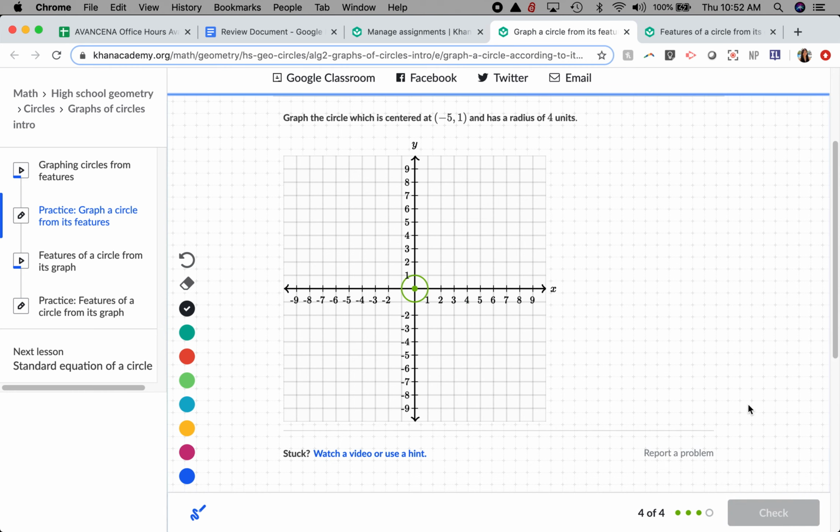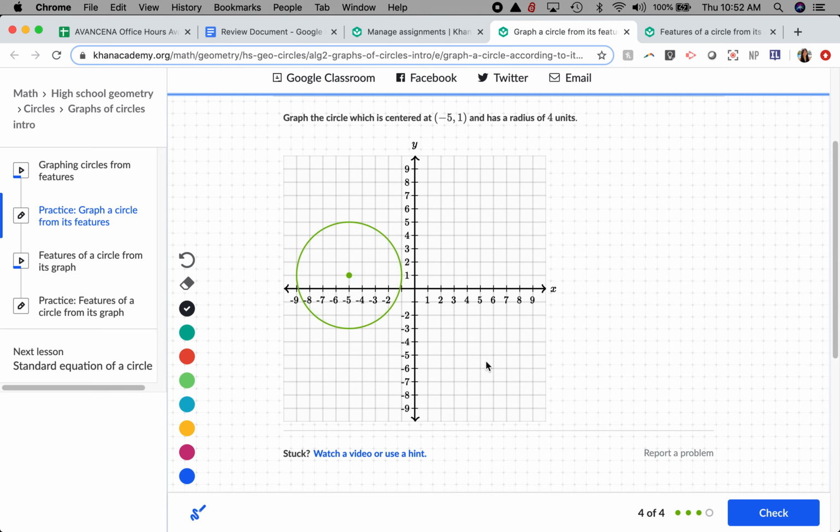Now the last question for this exercise states, graph the circle which is centered at -5, 1 and has a radius of 4 units. So the center of my circle again is going to be moving on the x-axis 5 units to the left and on the y-axis 1 unit up. So that will be 5 to the left and 1 up right there. Now we have to make sure that the radius is 4 units. So from -5 to -4, right now this circle has a radius of 1 unit. So I'm going to extend it. That's 2 units. This is 3 units, and this is 4 units.